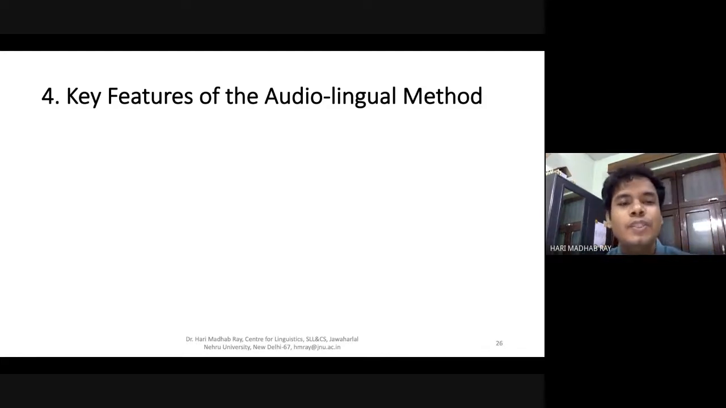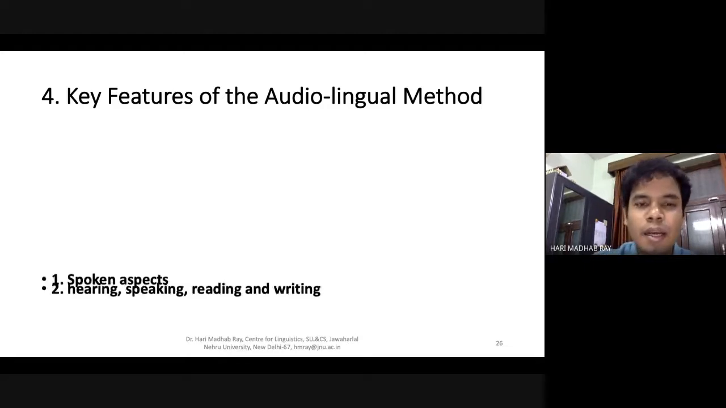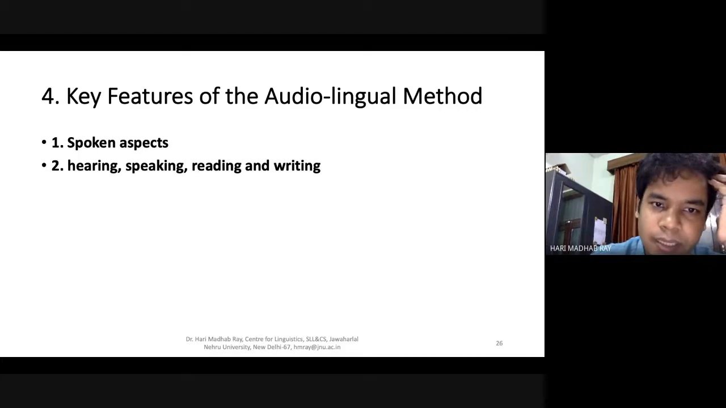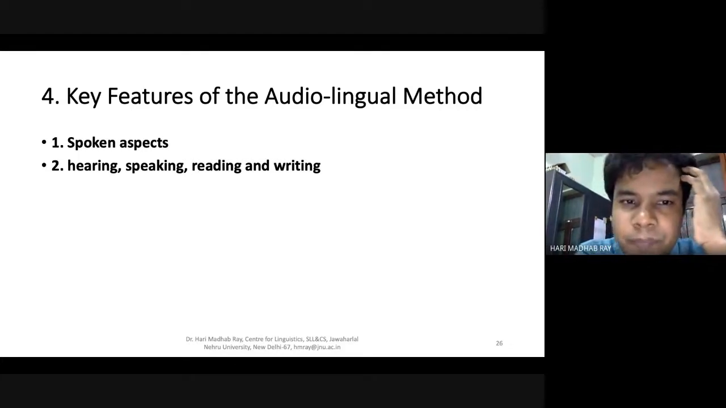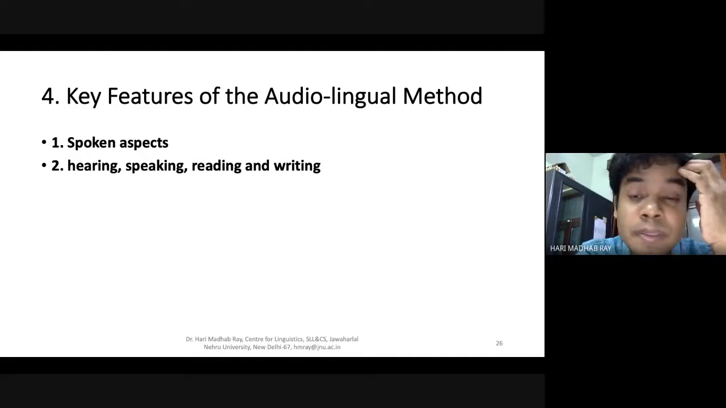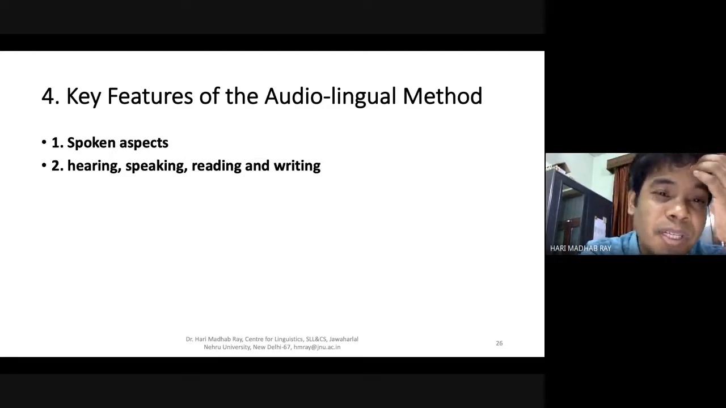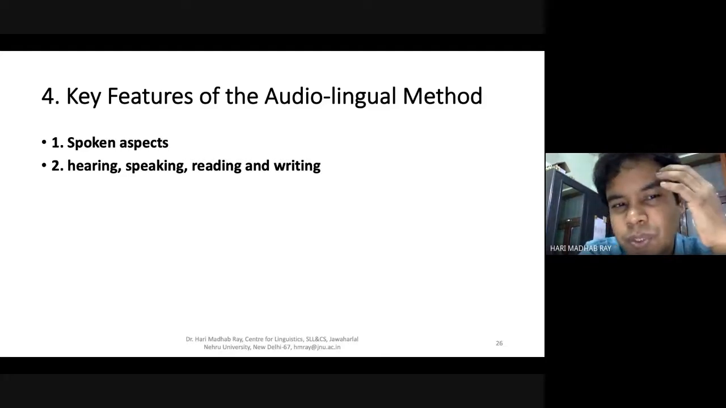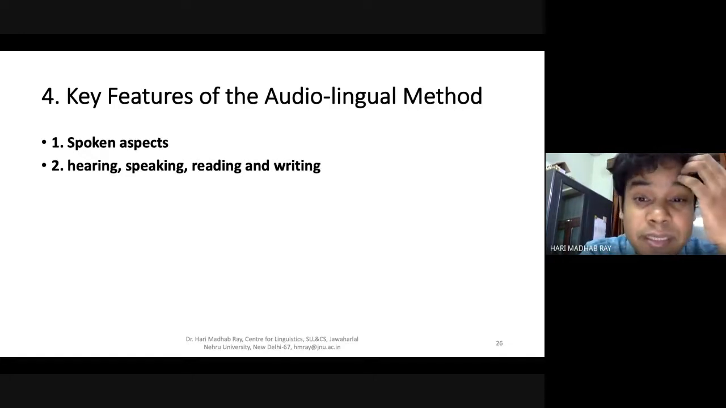So what we have understood so far, the key features of the audiolingual method. It's spoken aspects, and it's not only spoken aspects. We talked about that it's audiolingual, basically listen to the language, audio, audere. Lingua is basically language. And it's not only about one aspect. The audiolingual method also gives emphasis to hearing, speaking, reading, and writing.